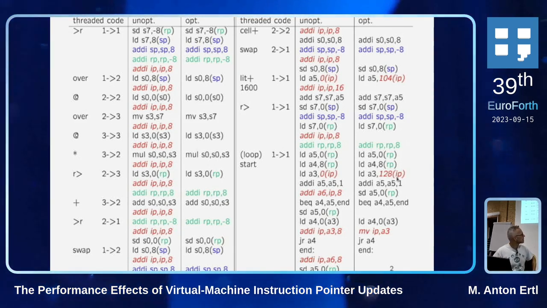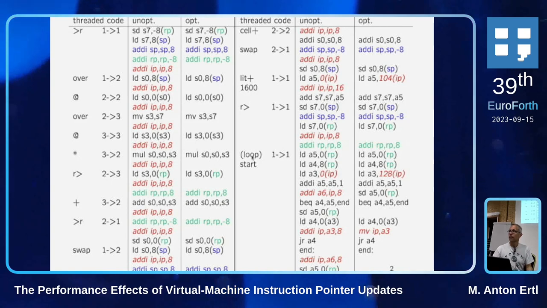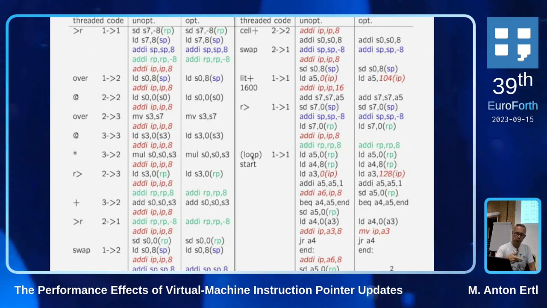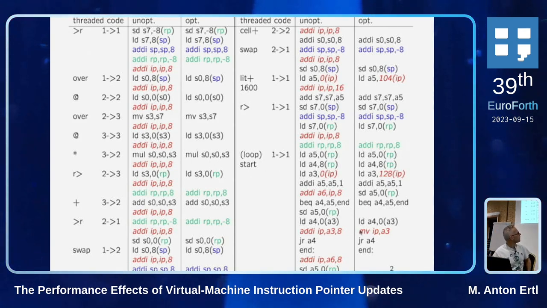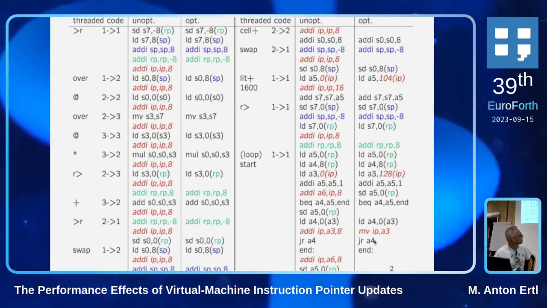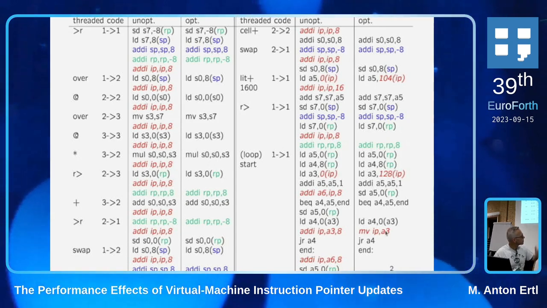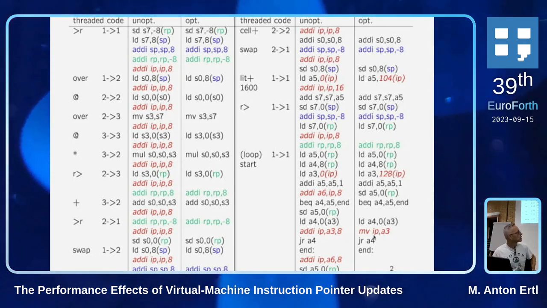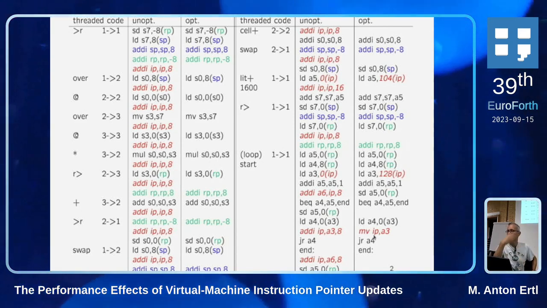The other thing that's important about the loop is that it is actually a control flow word, so it needs to set the IP if the loopback edge is taken, and that's what's going on here. We have this address of the start, which is here, loaded into A3, and finally, if the loop is taken, it moves A3 into IP. In this way, on the taken path, we get an IP update here.